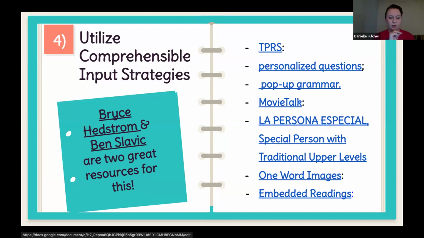And two really, really strong proponents of this are Bryce Hedstrom and Ben Slavic. They have a lot of great resources. They've made numerous publications about use of comprehensible input strategies. And again, I've linked their websites into their names on this one. So if you are interested in that, or want to know more, please take a look at their information.